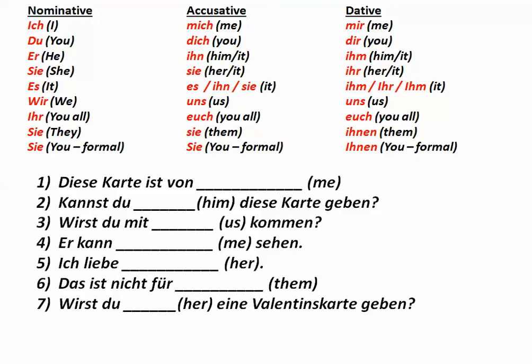It goes to her. Okay, so the dative or indirect object pronouns are mir, dir, ihm, ihr, and then again for 3 different possibilities here: ihm for neuter nouns, ihr for feminine nouns, and ihm for masculine nouns. Uns, euch, and then ihnen with a lowercase i for them, and Ihnen with an uppercase I for you.